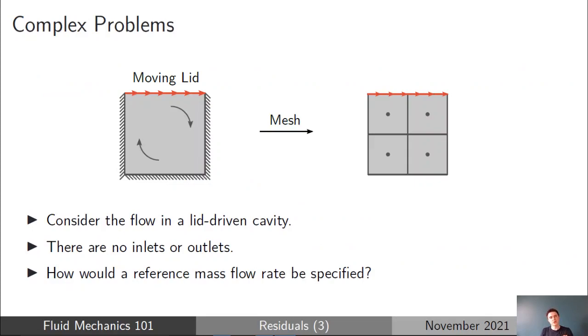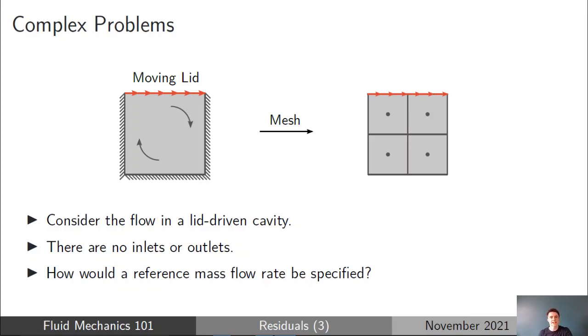Now, the difficulty with the mass imbalance, and why the mass imbalance is different to the energy equation and temperature, for example, can be summarized with the case you can see here on the slide. There are some cases in CFD where we don't actually know what the mass flow rate through the domain will be before we carry out the calculation. This is particularly the case for flows in enclosures or cavities where we have our domain, but we don't have any inlets or outlets.